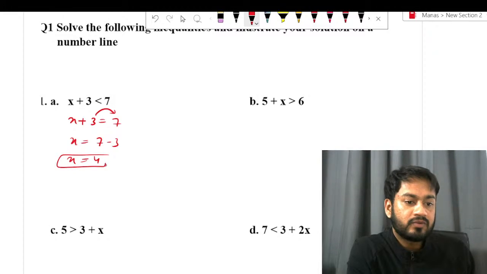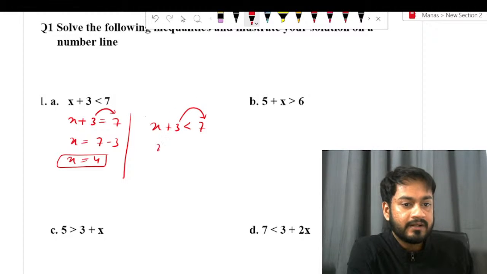The same way we need to solve this also. Here x plus 3 is less than 7. We'll shift this 3 to the other side. There is no change on the less than sign, but the 3 goes to the other side, so it becomes 7 minus 3, which is 4. So the x value is less than 4.